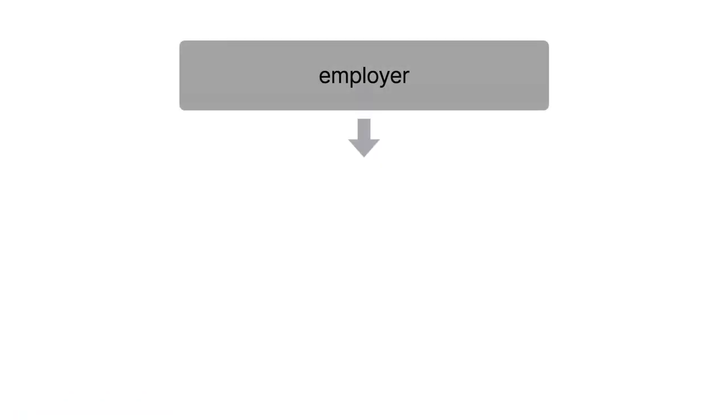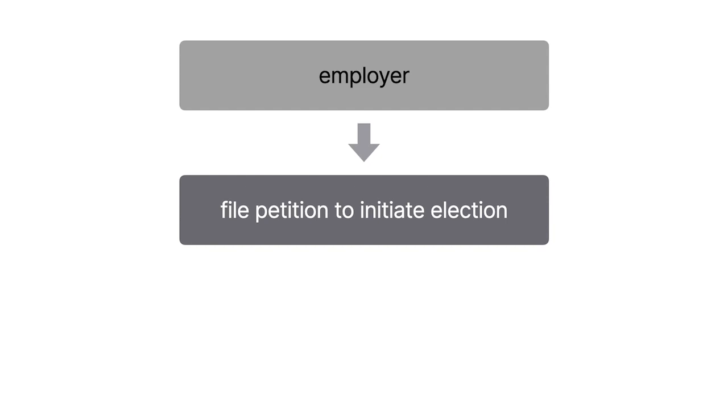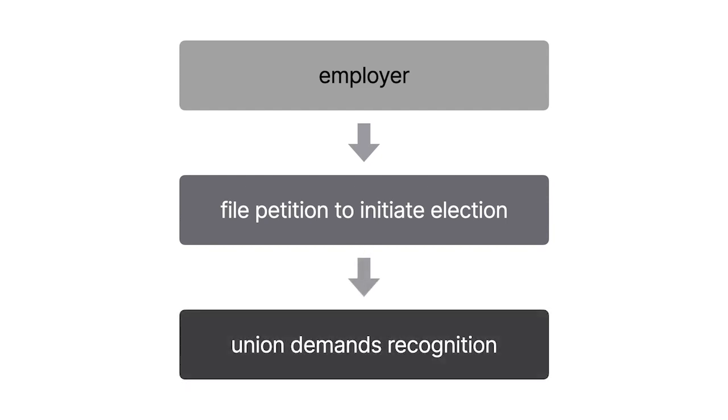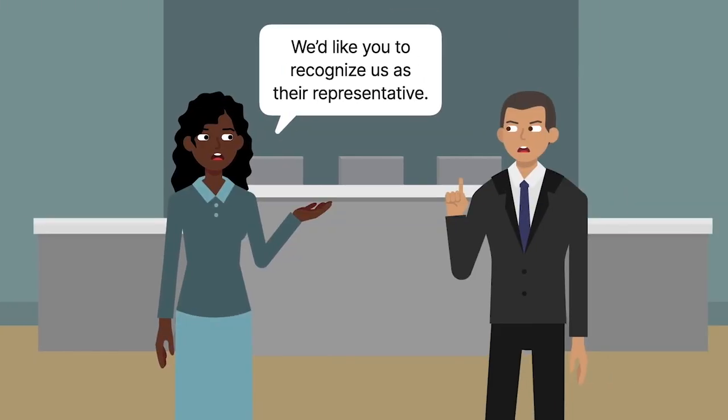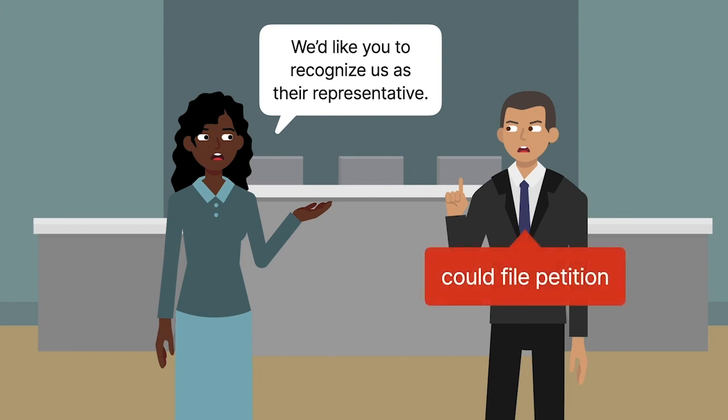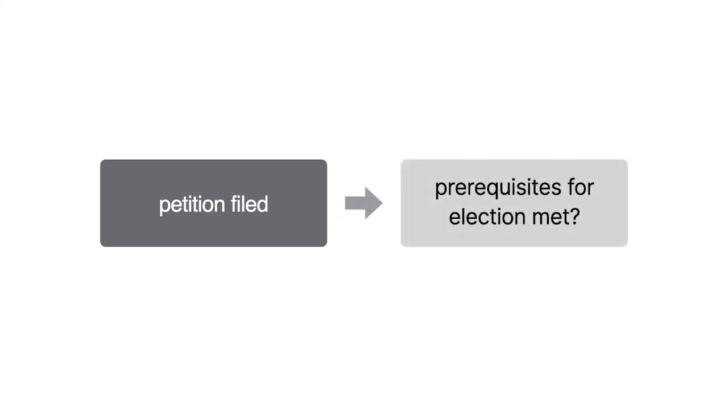Alternatively, an employer may file a petition to initiate an election after a union demands recognition. The nursing home could file a petition because the union had already demanded recognition. After a petition is filed, the regional director determines whether all the prerequisites for an election are met.